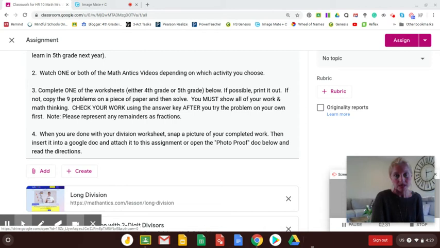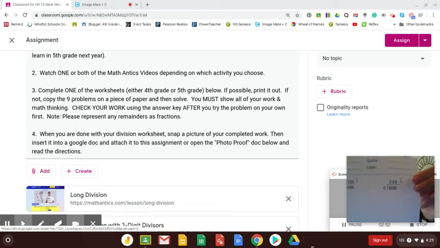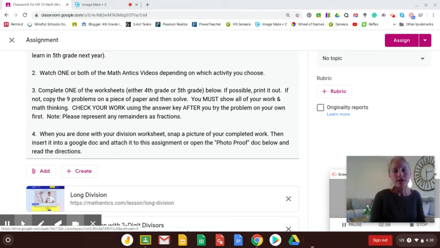You must show all of your work. I want to see your math thinking. Check your work using the answer key. So it'll print out from your computer if you do print it. This is the first page, and then the second page is the answer key. And I want to just show you the answer key is represented with using the remainder as a fraction. So I would like for you to do that as well. And I'm going to show you some examples in a few minutes. This video is going to be short and sweet today.